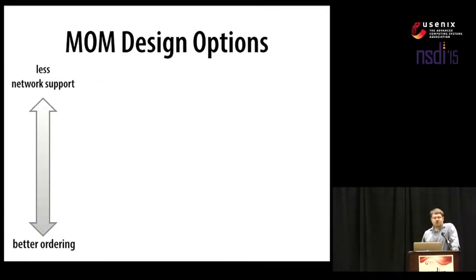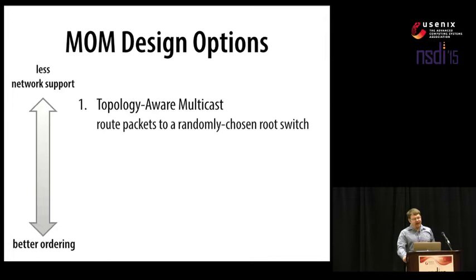Our first option is topology-aware multicast, where we'll direct all packets first through a randomly chosen root switch. And this makes the path lengths roughly equal, which we'll see is very effective at reducing the rate of reordering by a couple of orders of magnitude, but reordering can still happen.